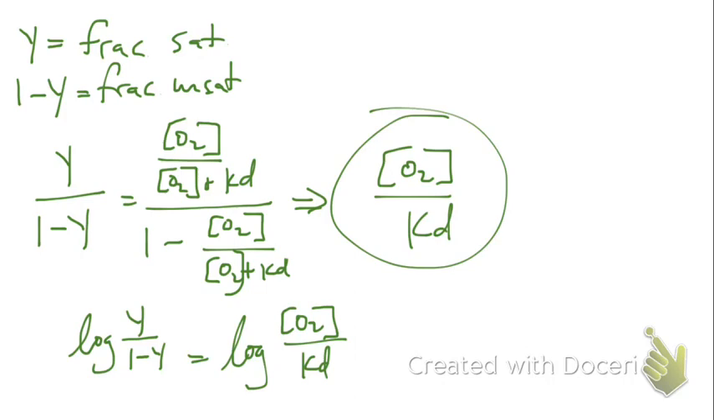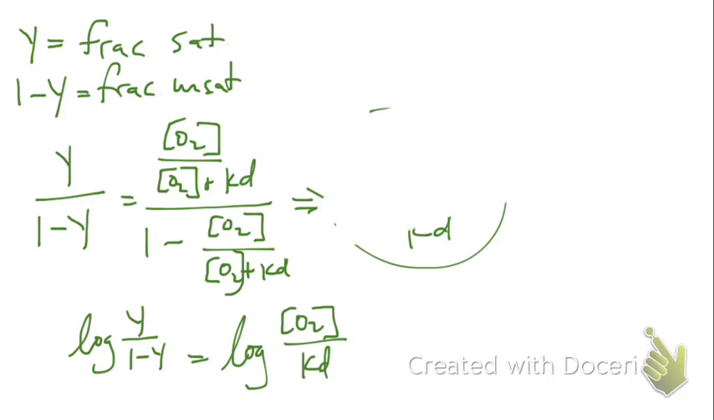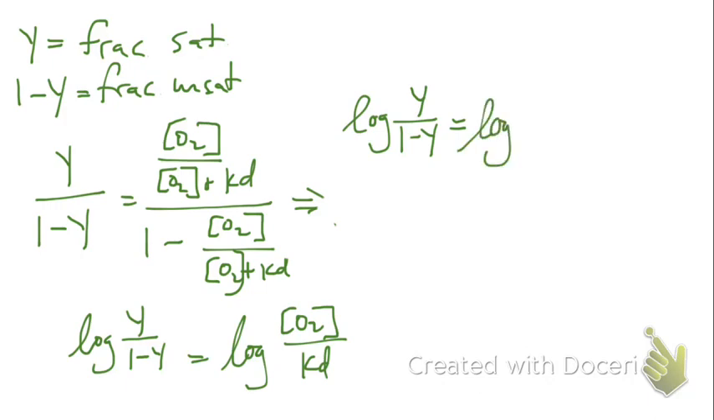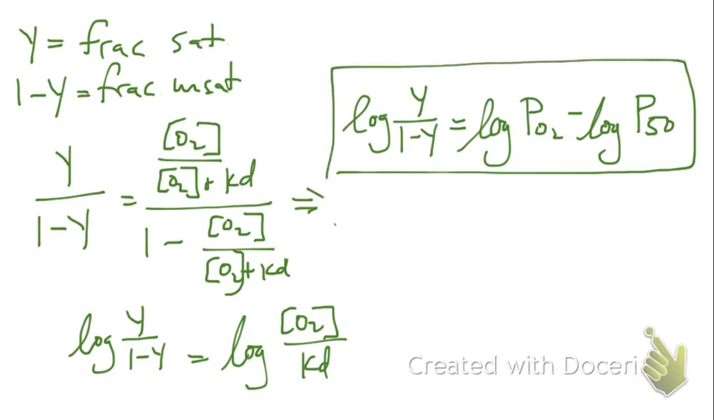And if we have a log of a fraction and we want to separate it, just like we did with the Henderson-Hasselbalch, we can do the log of Y over 1 minus Y is equal to the log, and instead of concentration of oxygen, I'm going to put the pressure of oxygen, minus the log, and instead of KD, I'm going to do P50, like what we saw before with the previous equation. And this is known as the Hill equation. This right here with the log is the Hill equation.